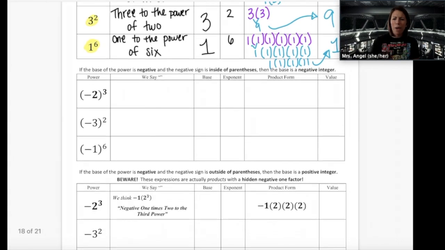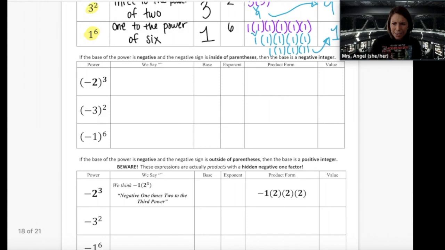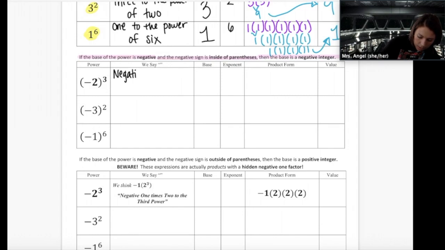Now, what about when the base is negative? Does that change anything? Let's look at what we're told here. We're told that if the base of the power is negative and the negative is inside of parentheses, then the base is just a negative integer, which means nothing is really different here. This is still just a power. So let's do the first one. We would read this as negative 2 to the power of 3.